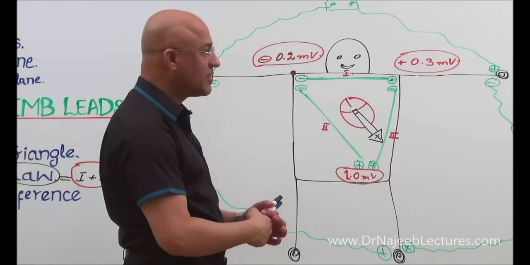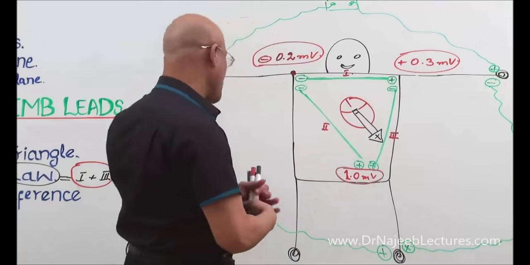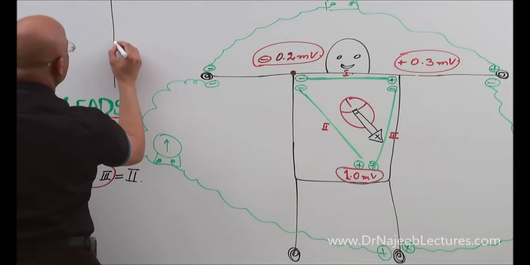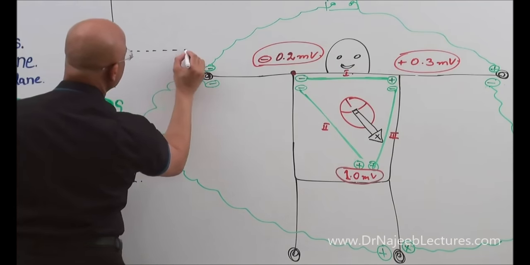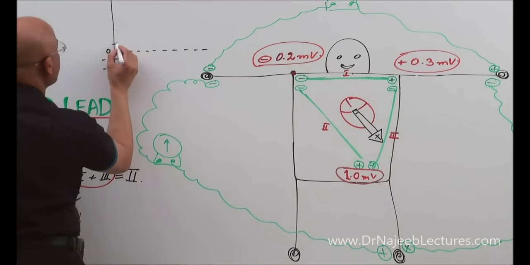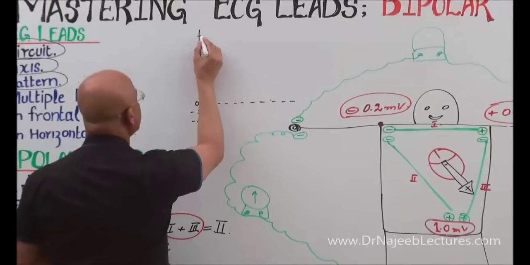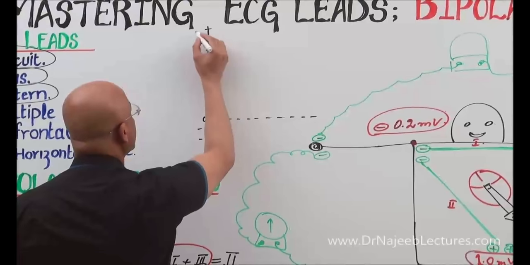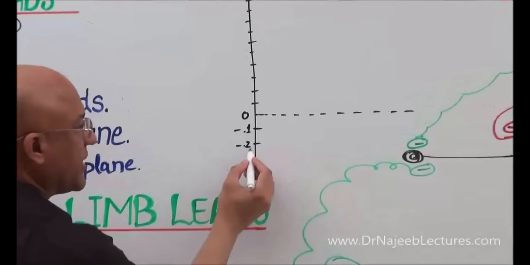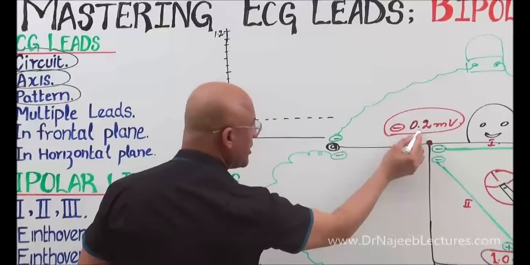0.1? You don't know mathematics. Minus 0.2 and plus 0.3. Plus 0.5. Oh my God. Look, I will put it here so that you can see it. This is, suppose, the zero line. Zero potential, okay? Minus 1, minus 2. Here plus 1, 2, 3, 4, 5, 6, 7, 8, 9, 10, 11, 12. It is 0.1 millivolt, minus 0.1 millivolt. This point is minus 0.2 millivolt. So this is the potential here, minus 0.2.